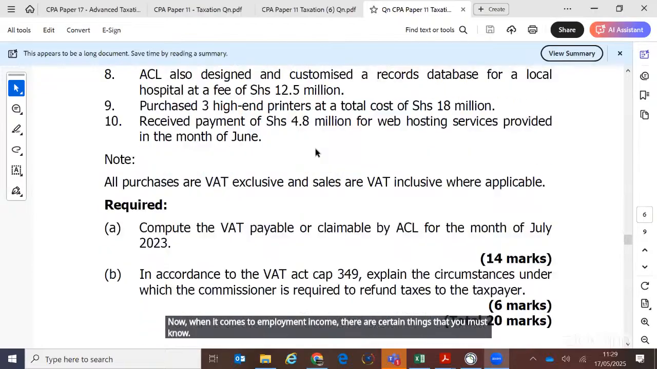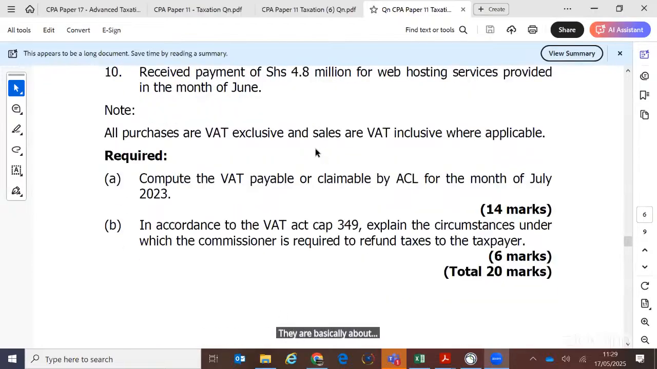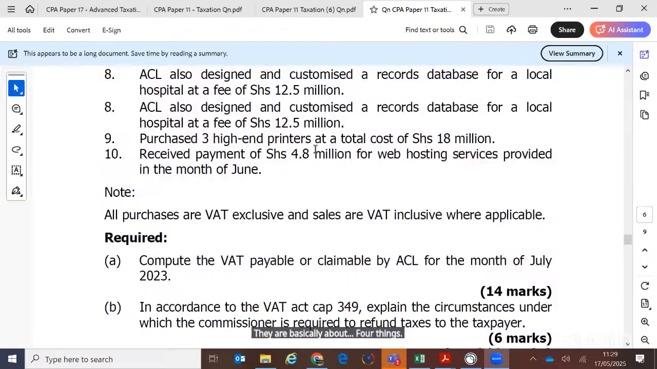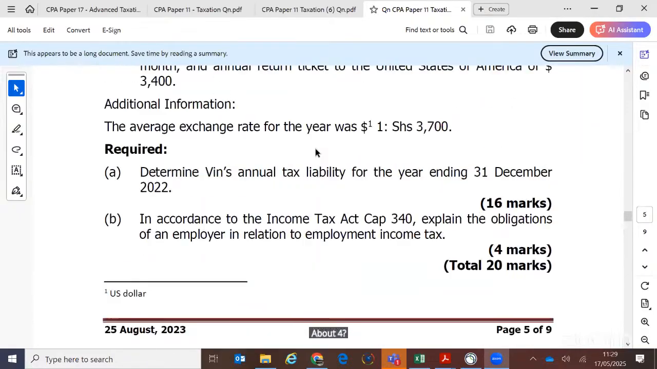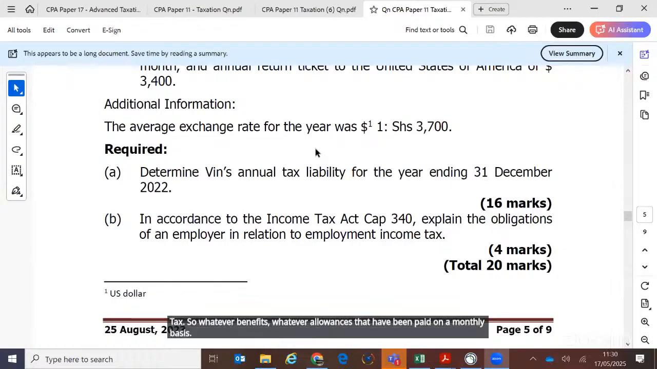Now, when it comes to employment income, there are certain things that you must know. They are basically about 4 things. Now, the question is saying, determine VIN's annual tax liability for the year ending 31st December 2022. It simply means they want you to calculate the annual tax. So whatever benefits, whatever allowances that have been paid on a monthly basis, you must multiply by 12.